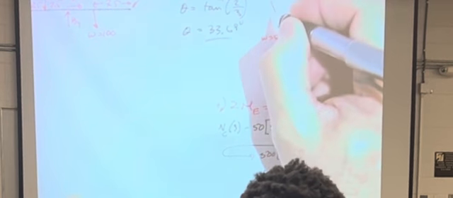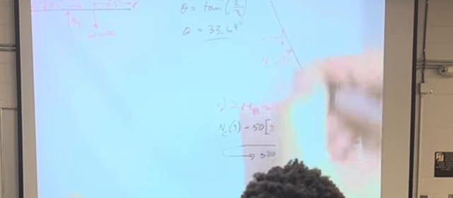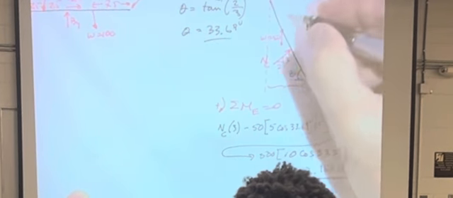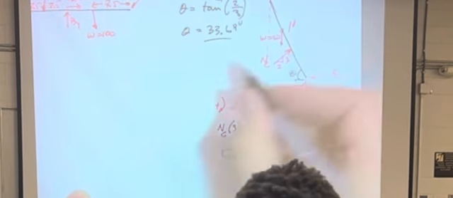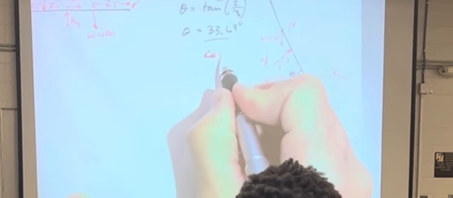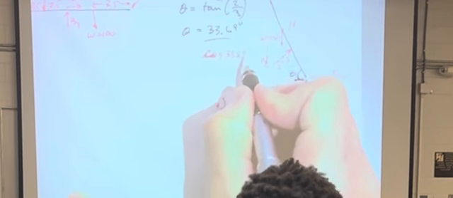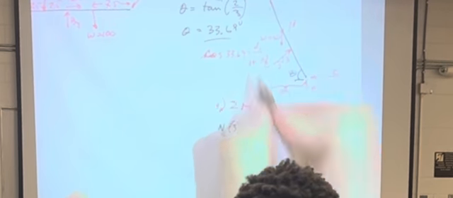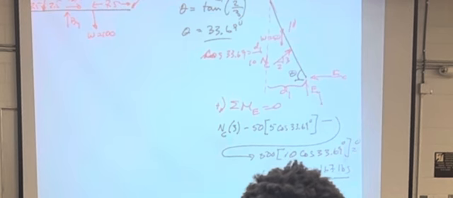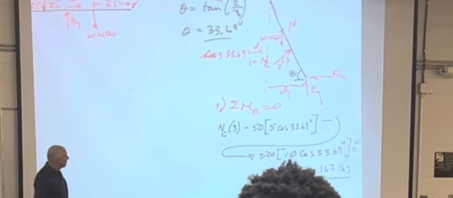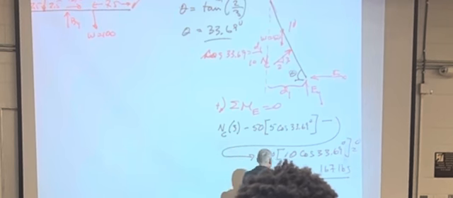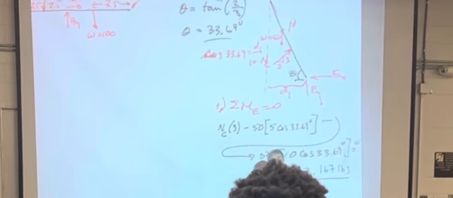So I'm looking over here, and here's the line of action of the 500. I need that distance. Well, this distance right here is 10. So if I say cosine of 33.69, that's D1 over 10. Or D1 is equal to 10 cosine 33.69, that's what you see right here.